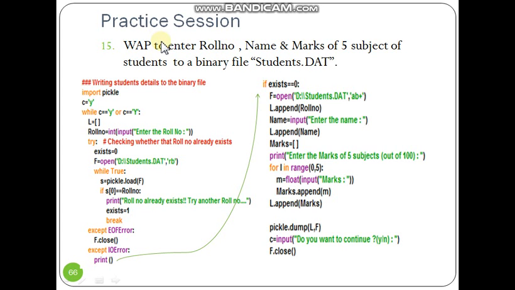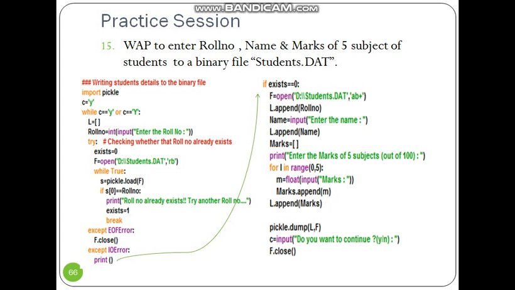In this program, we are entering the roll number, name and marks of 5 subjects of a student to a file, stud.dat. Roll number is actually a unique field. That means duplications are not allowed. Each student has a unique roll number.